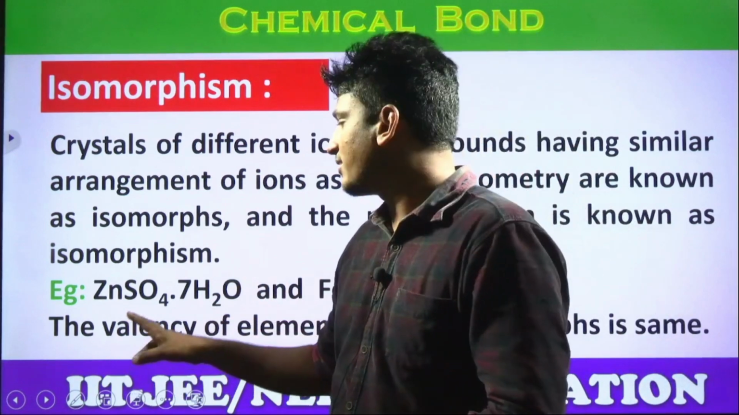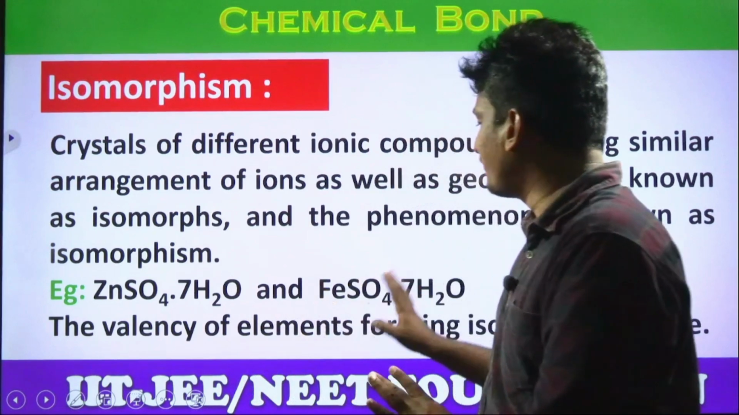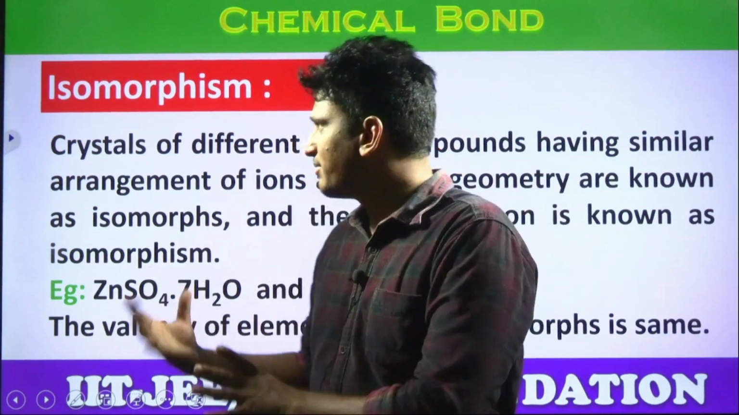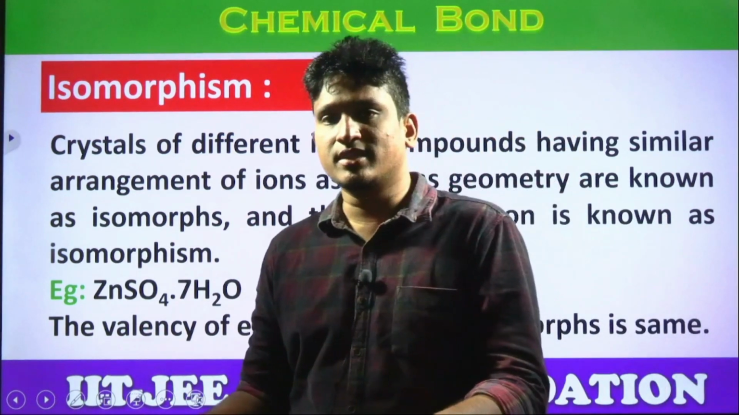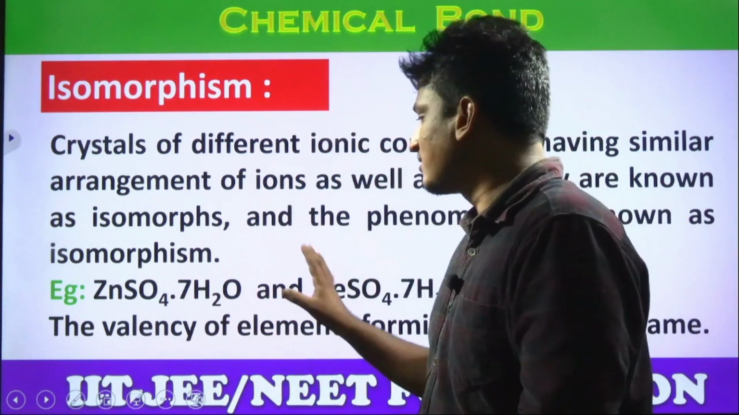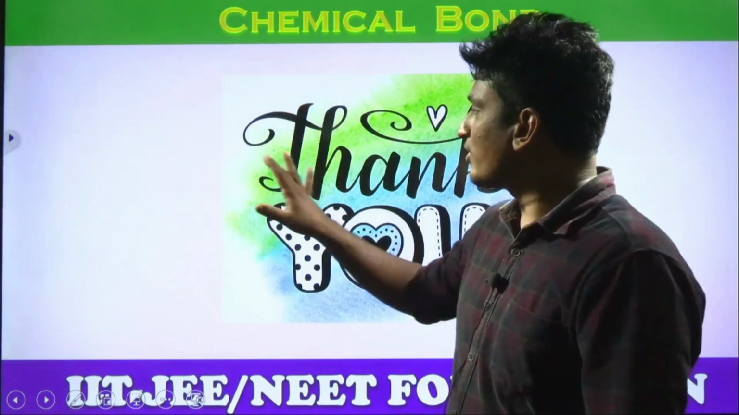Examples are also given: zinc sulfate heptahydrate, ZnSO4.7H2O, with water of crystallization, and FeSO4.7H2O. These two are examples which exhibit this phenomenon called isomorphism. They have the same arrangement of ions in the crystal lattice as well as the same shape. The valency of these isomorphs is also the same, Zn plus 2, Fe plus 2. Understood? So that's all about ionic compounds, students.